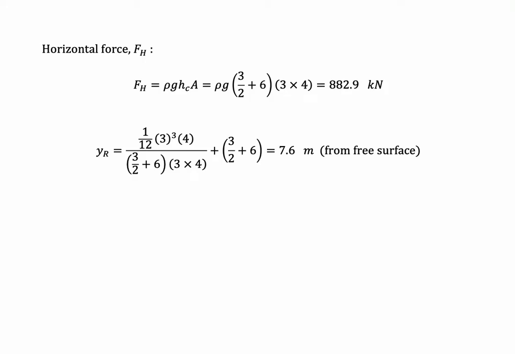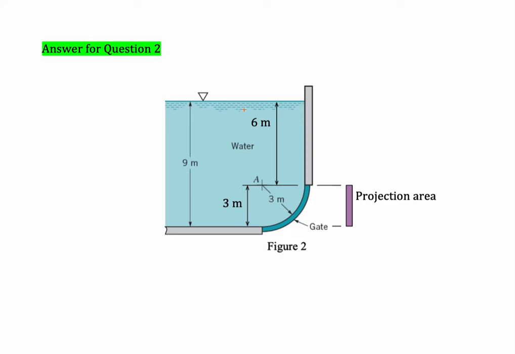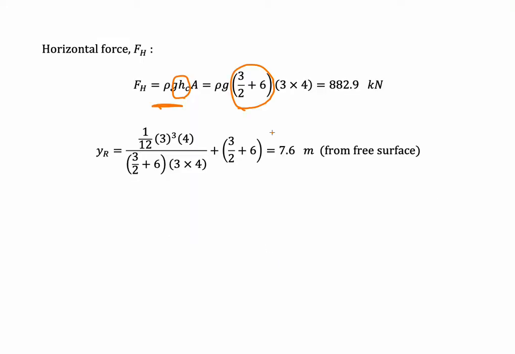We could calculate the horizontal force by using this equation, rho g h_c A, and the h_c here should be 3 over 2 plus 6 meters. So we draw the centroid here, and the distance of this centroid is 3 divided by 2, and then we add this 6 meters depth of water. The area is 3 times 4, so we get 882.9 kilonewton.